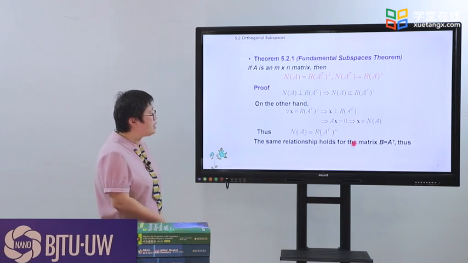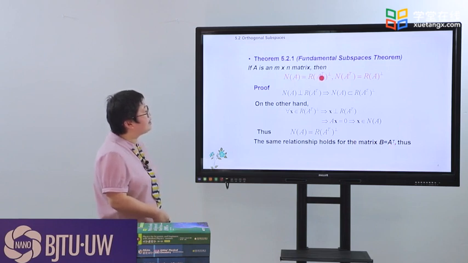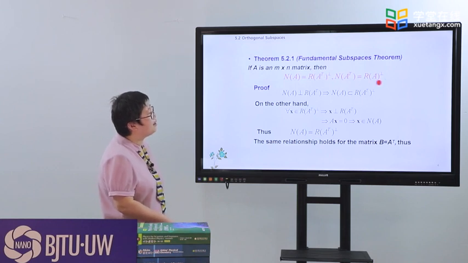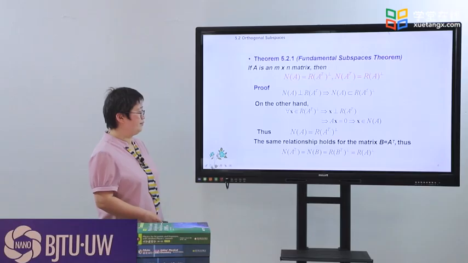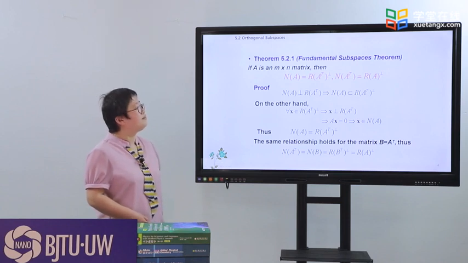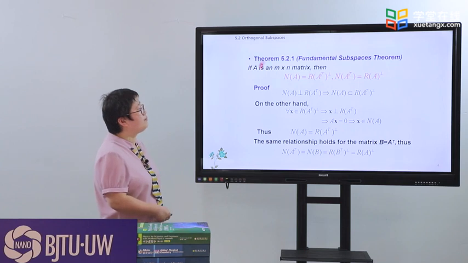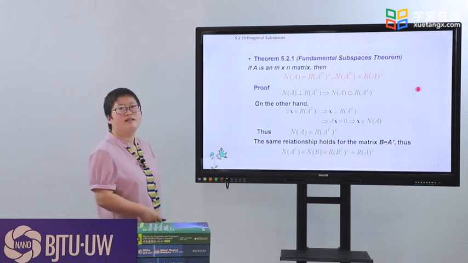The same relation holds for the matrix B equals A transpose. If you write B equals A transpose, then B transpose just equals A. So you have this part, and N(A transpose) equals the orthogonal complement of R(A). So we have shown this fundamental subspaces theorem. Very important relations. Okay.